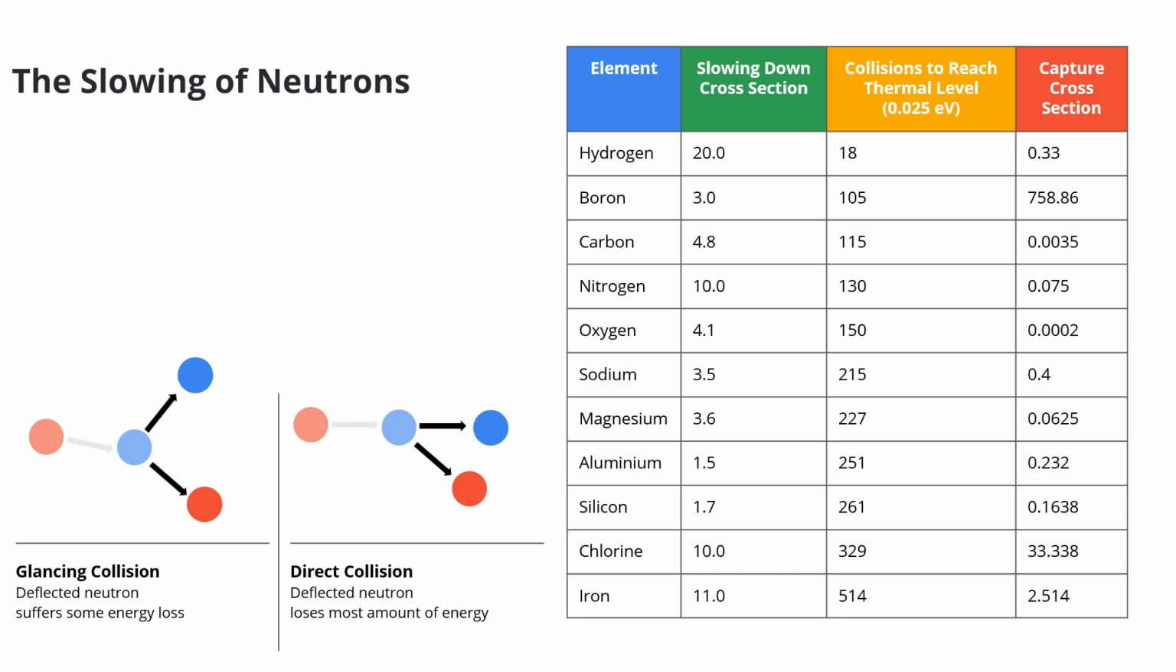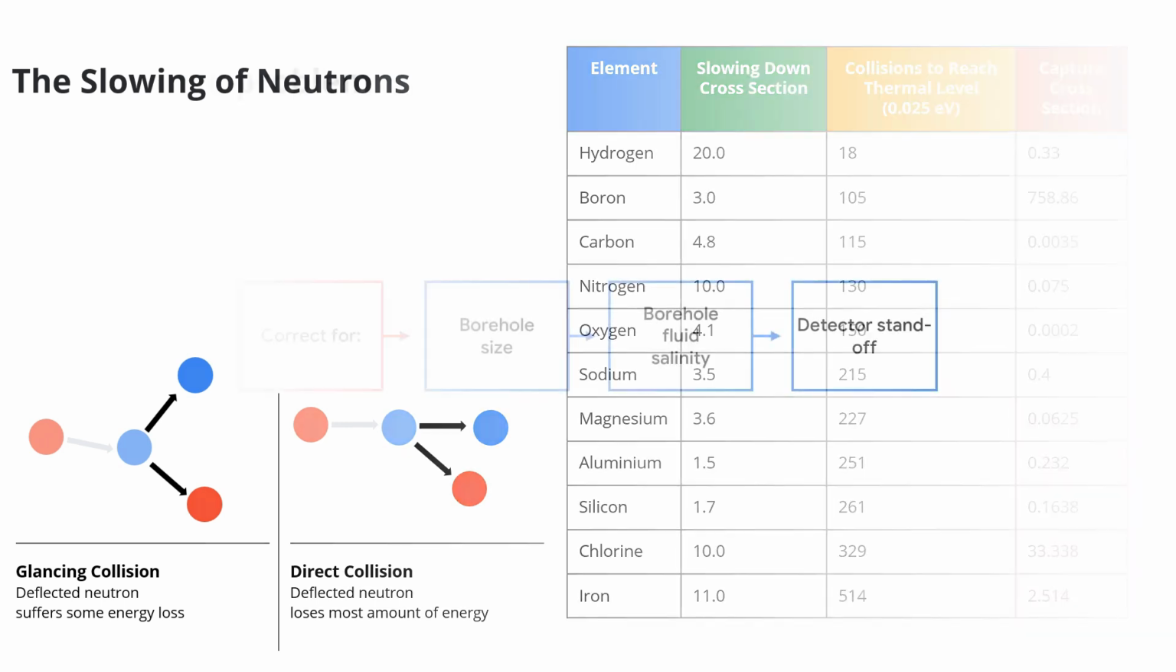The second key concept is capture cross-section, shown in red in the column. Once a neutron is slowed to thermal level, it randomly moves around until it's captured by a nucleus. The capture cross-section represents the likelihood of a nucleus capturing a thermal neutron. Understanding these two concepts helps us interpret and account for the effect of different elements in the formation.